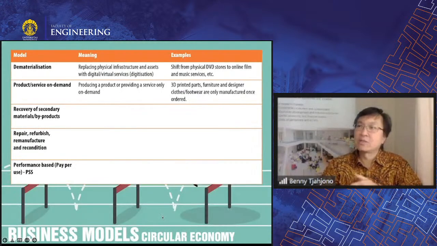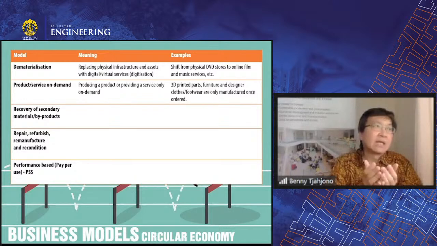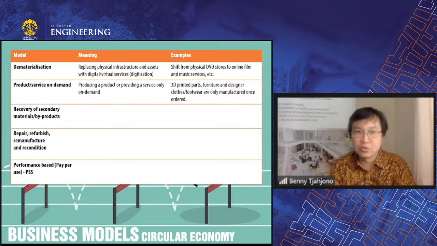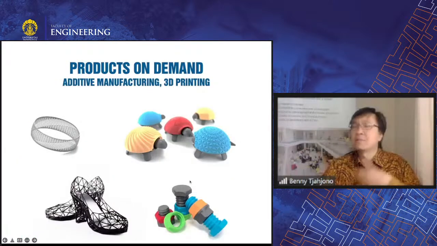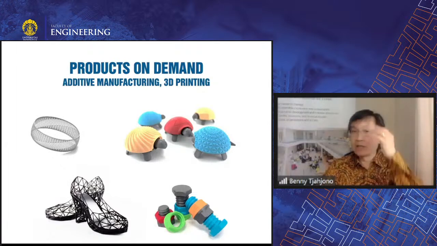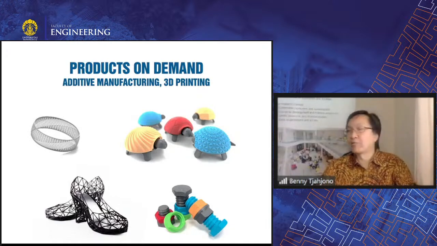The second business model is called product or service on demand, which supports the first idea of circular economy, which is resource efficiency. If we do not need to produce a certain product, then we had better delay it. That's the idea of product or service on demand. Some business models that we can do are, for example, additive manufacturing or 3D printing.